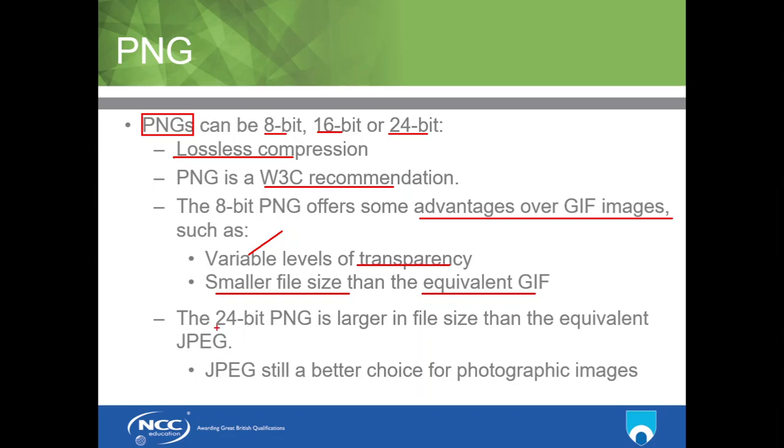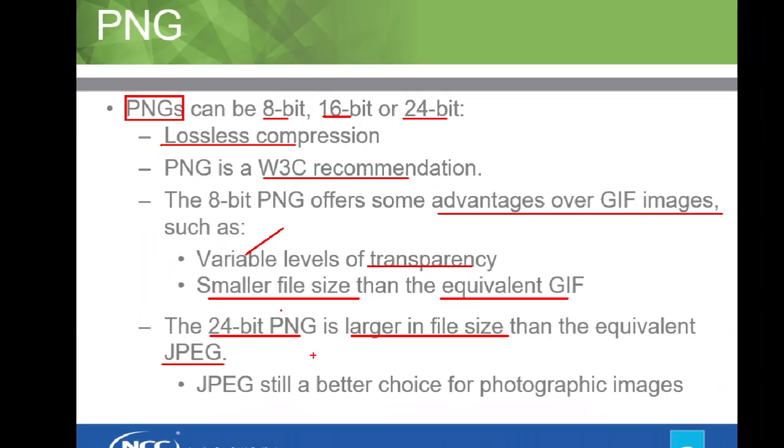There's another thing you're supposed to know here: a 24-bit PNG will usually be larger in file size than the equivalent JPEG. So JPEG is still a better choice for photographic images.